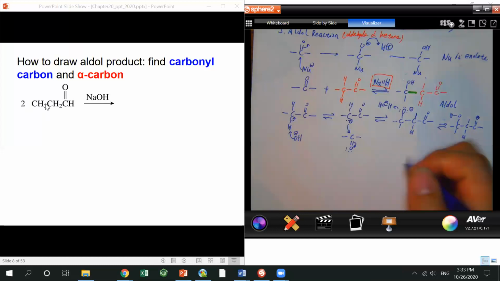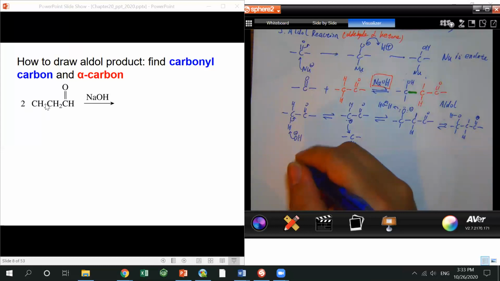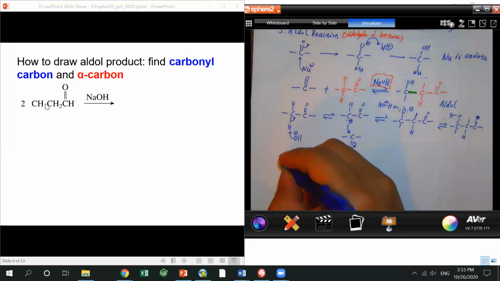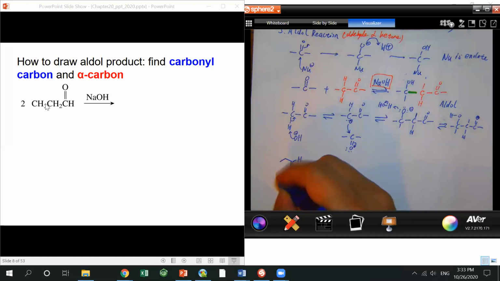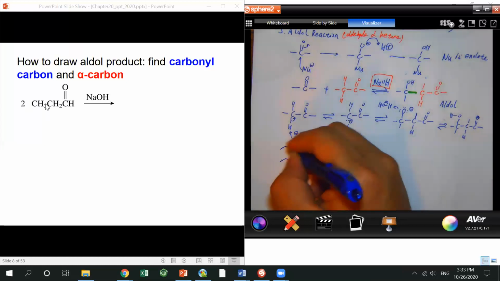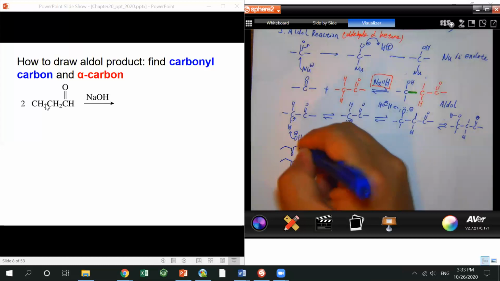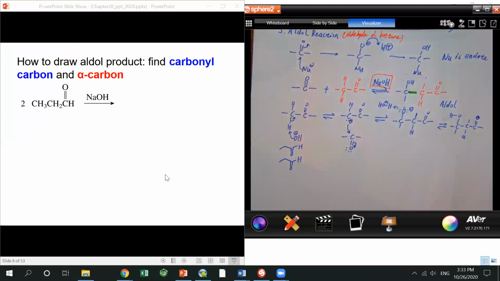For beginners, if you understand this is Aldol condensation, I will do this first. I'll put the two aldehydes parallel to each other, just like this. So that's the line angle structure for this pentanal.